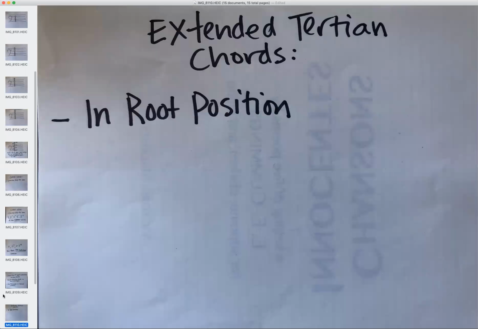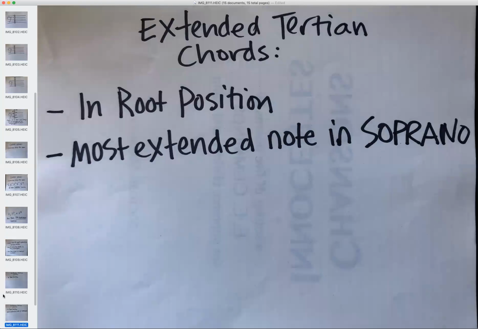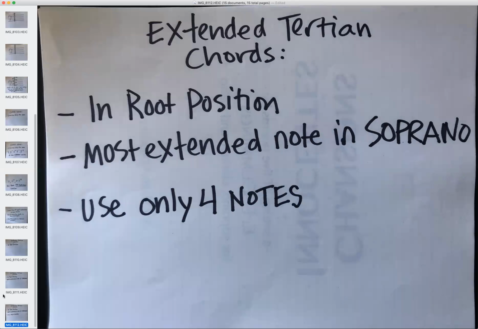And we've got a few things to keep in mind. Good news, more good news. These chords happen in root position. That means we don't need to concern ourselves with any new figured bass symbols except for 9, 11, and 13. And we can always rely on the bass voice being the root. Another thing is that we're going to put the most extended note in the soprano part, and that's how it happens most often, not always, but most often in contexts. And then finally, I mentioned this earlier, but we're going to use only 4 notes to get the best possible sound for these extended tertian chords.